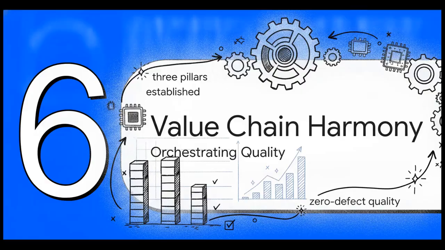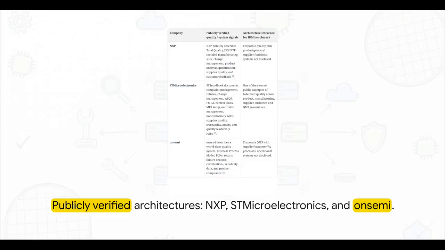And finally, Section 6, Orchestrating the Value Chain. Now, this isn't just theory. It's the industry standard. If we look at empirical benchmarks of leading semiconductor giants like NXP, STMicroelectronics, and onsemi, we see a very clear pattern. They do not rely on a single monolithic platform. Instead, they lean heavily into a federated model. They tightly orchestrate PLM for product definition, MES for manufacturing, and a QMS governance layer across their highly distributed networks.